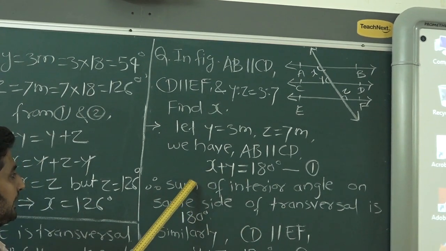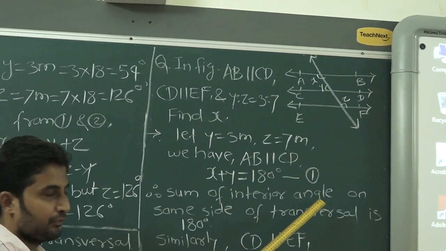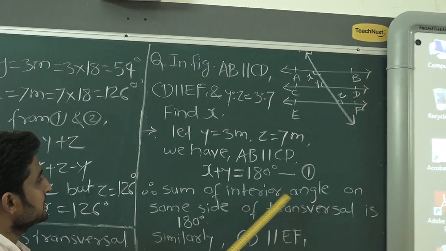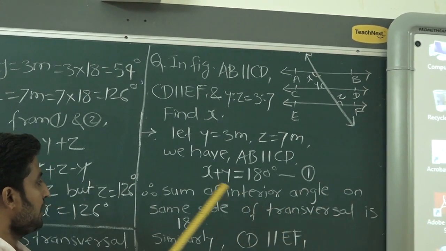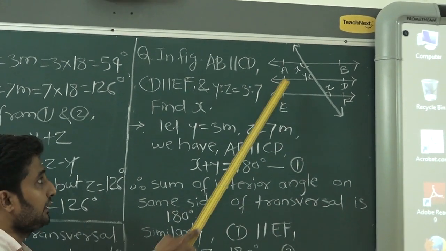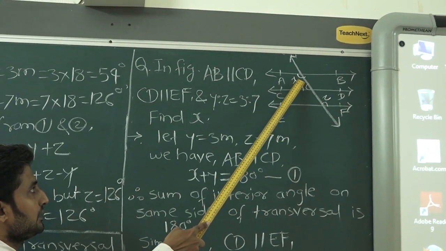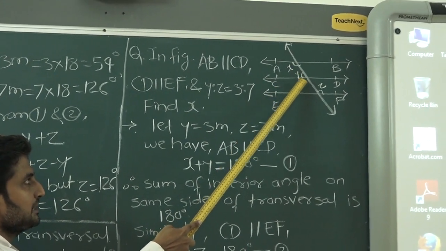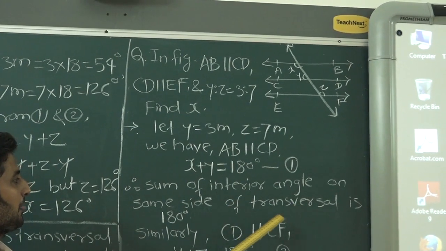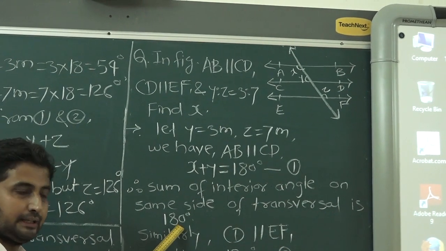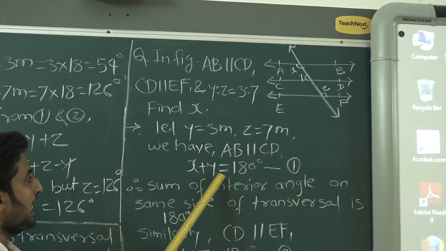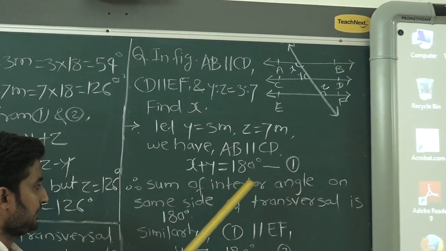The reason of this is the sum of interior angles, right? These are the interior angles, so interior angles on the same side. This is the transversal. So the sum of the interior angles on the same side of the transversal is 180 degrees. So we are calling this X plus Y equation 1, right?